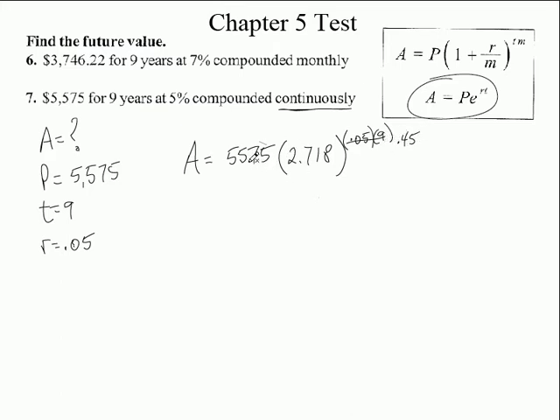Now, a lot of people are tempted to multiply this one and this one together, but you can't because this thing in the parentheses is being taken to this exponent. So remember, order of operations. Please excuse my dear Aunt Sally. You have to do exponents before you do multiplication. So you have to take this 2.718, approximately E, to the 0.45 power. You have to do that first. Then you can take it and multiply it by 5575.